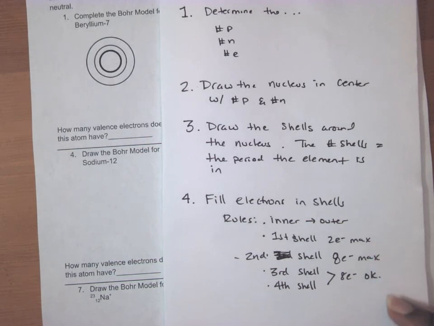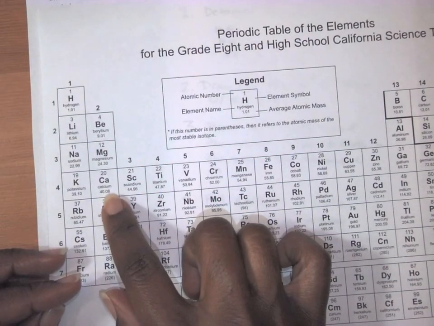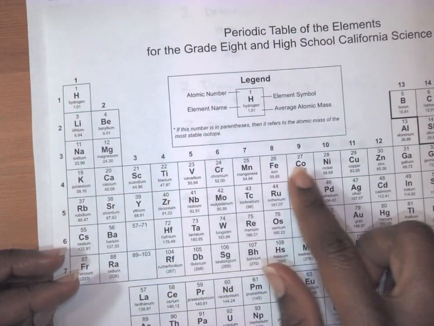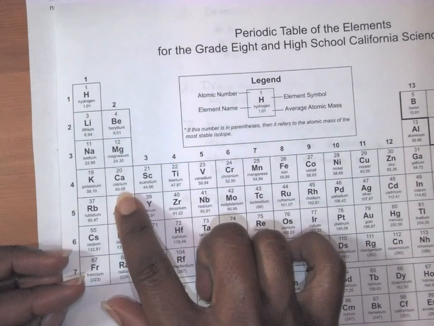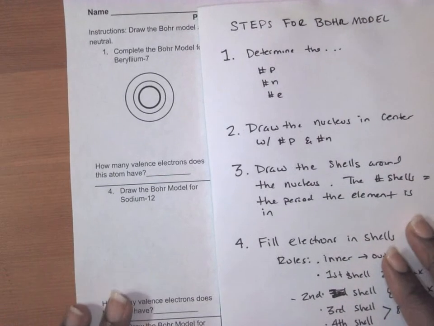This is one of the limitations of Bohr models. You kind of need to know more about electron configuration to fill up Bohr models of elements beyond calcium. So calcium is pretty much where we're going to stop, because you need to know about electron configuration rules to do the rest. But anyone between 1 and 20, these rules work okay. Alright, so let's go ahead and get started.